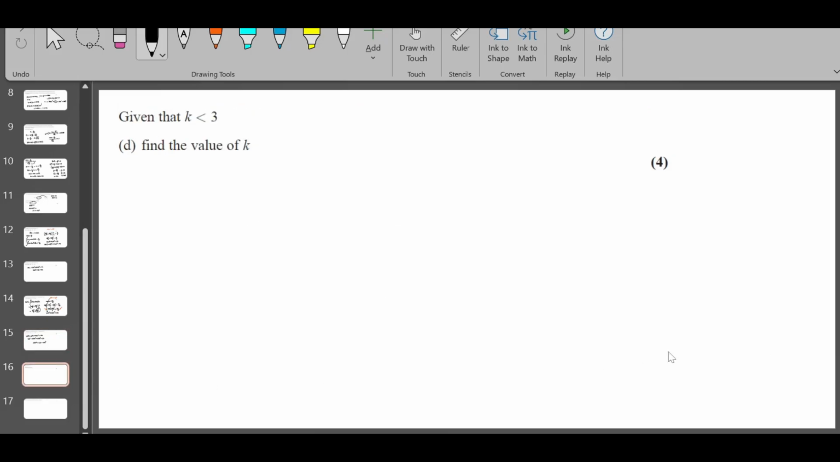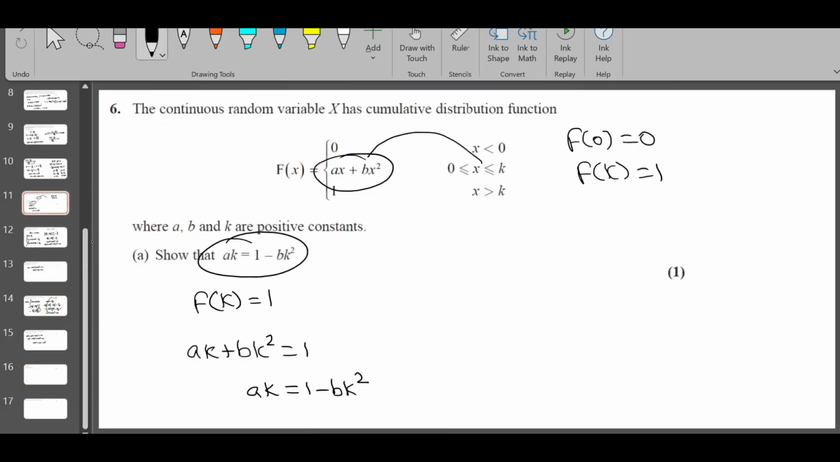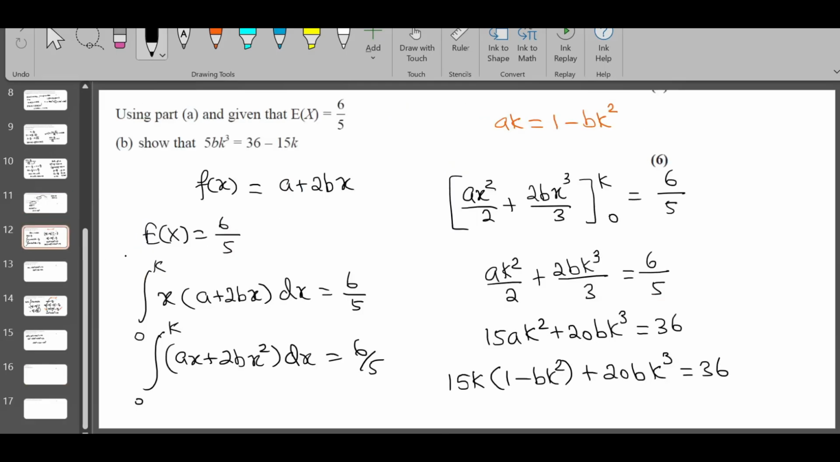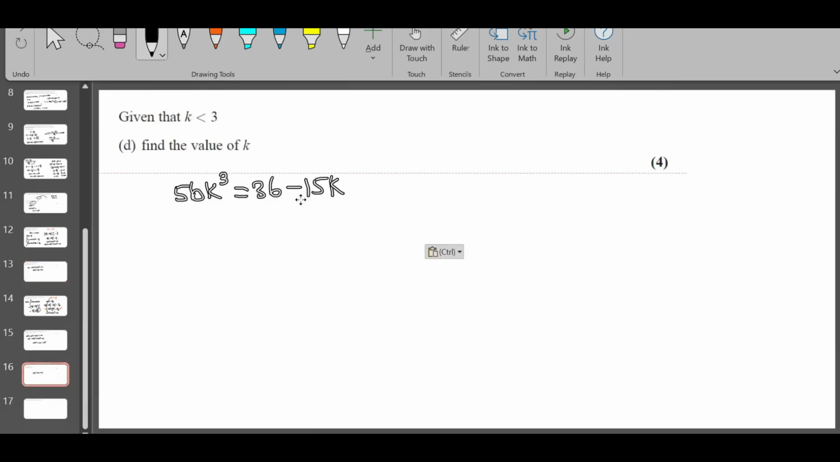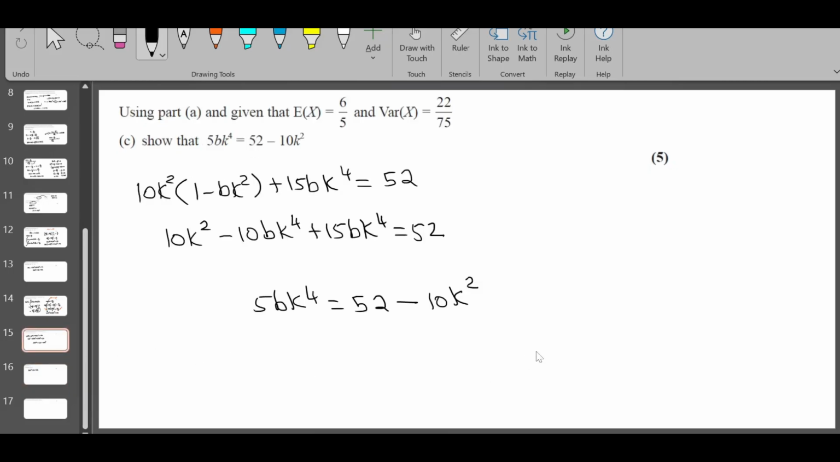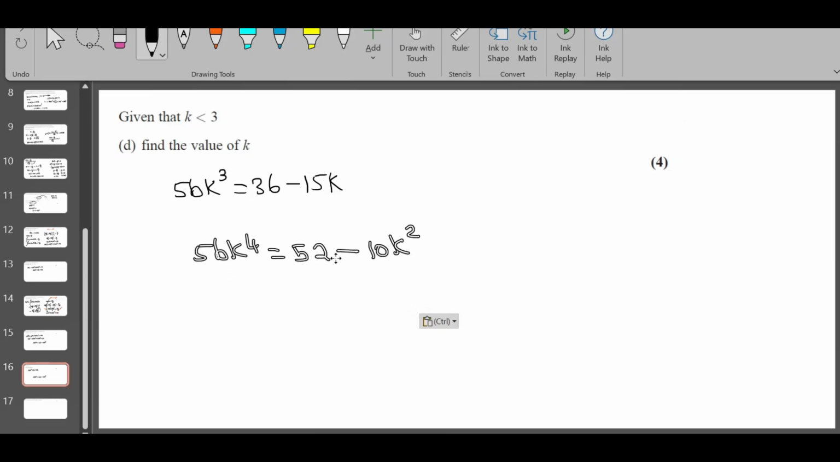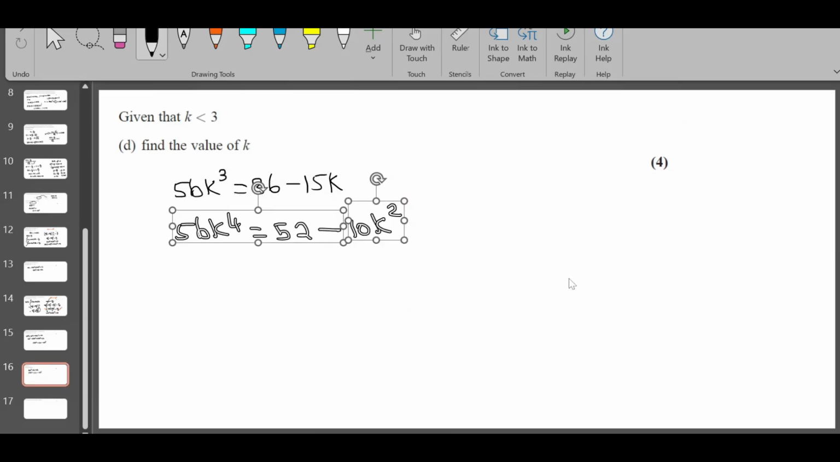Part D now, given that k is less than 3, find the value of k. Okay, we have so many equations here, right? We are going to see how we can simplify them and find the value of k. The first equation has a, b, k, just leave it. The second equation is this. So I'm going to take this second equation here, and we frame another equation here. I'm going to take this also. So I'm going to take it as equation 1 and 2.